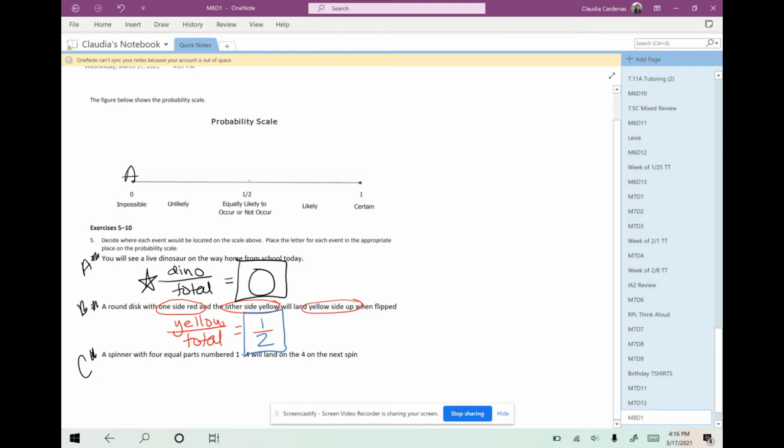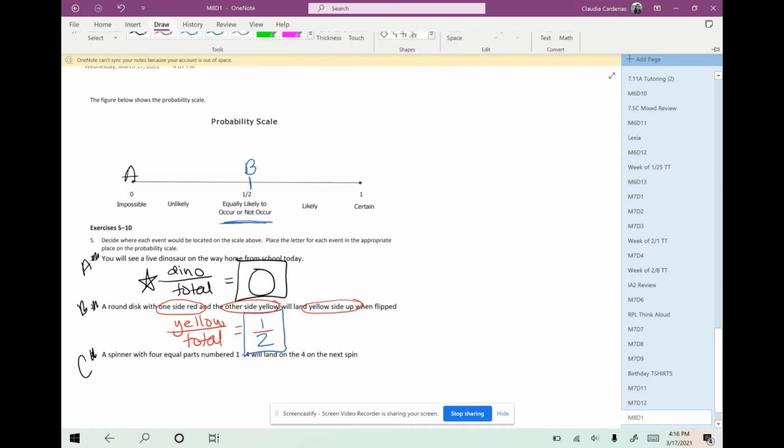So I see that 1/2 is right here. So that means that event B is equally likely to occur or not occur, right? It is even. It could land on red, it could land on yellow, and those chances are equal. Now looking at event C, I see that it has a spinner with 4 equal parts numbered 1 through 4, and we want to know the probability that it will land on 4 the next spin.